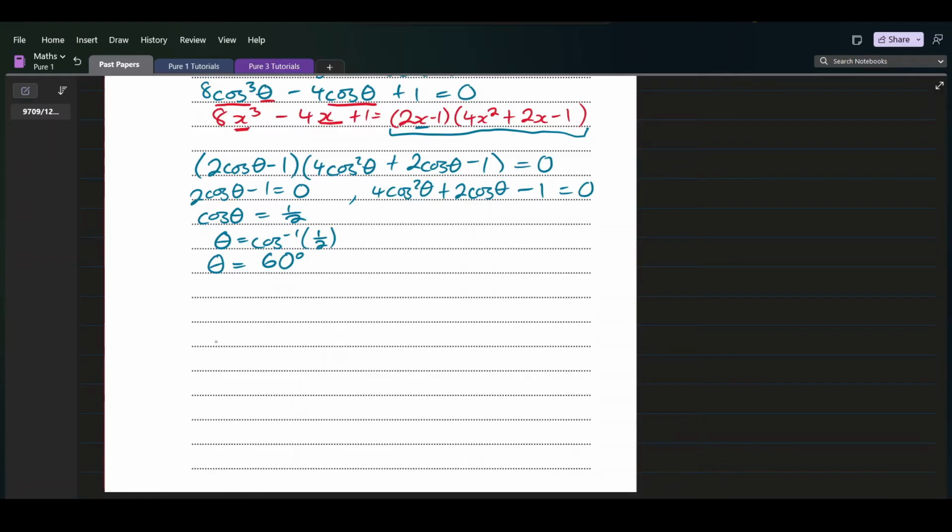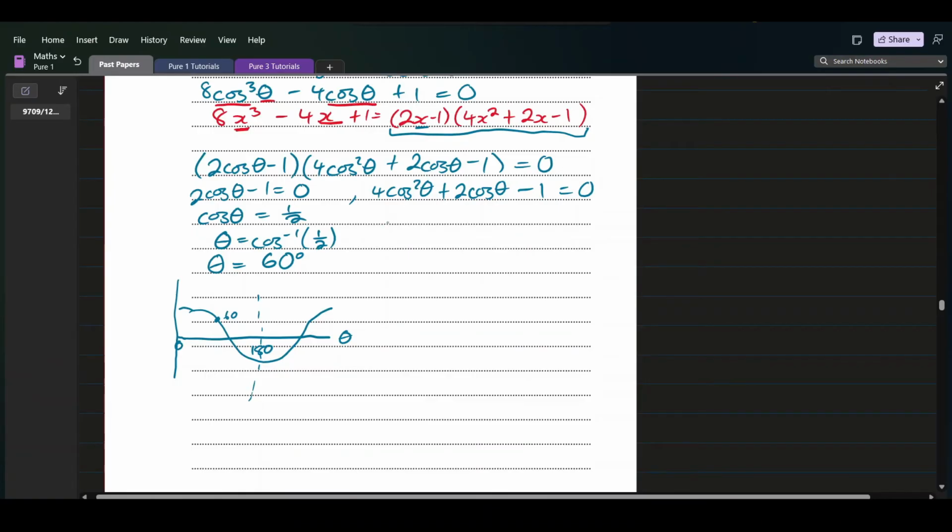So we know that if we were to sketch our curve of y is equal to cos theta, this would be our curve over here. And so we've got the solution 60 degrees. Let's say 60 degrees is somewhere here. And we're told that we're ending at 180 degrees, so that's the only solution in the interval 0 to 180 degrees. So we have one solution which is theta is equal to 60 degrees. So let's deal with the quadratic now.